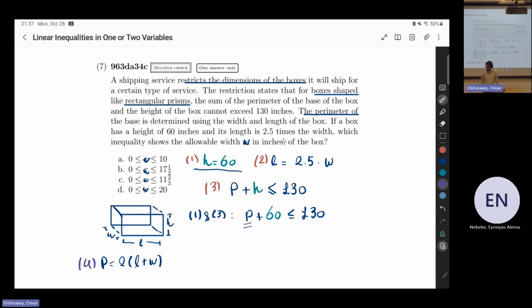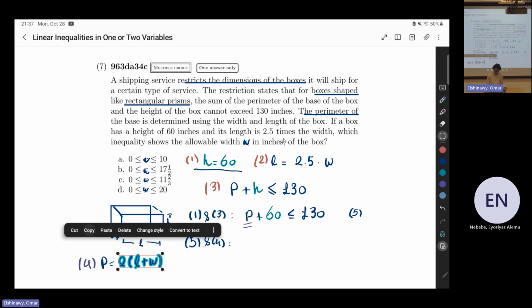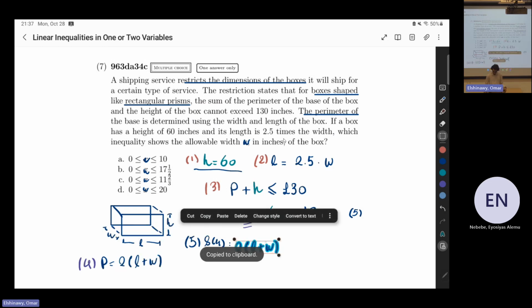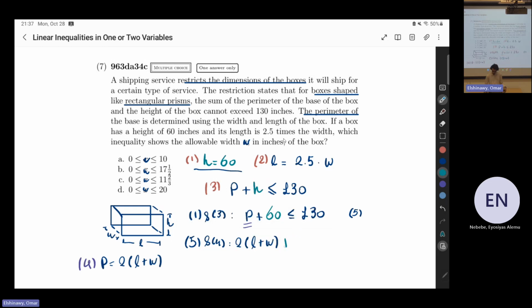And we were stuck here until we were able to write down a formula for P. When we did this, if I call this 5, then I can combine 5 and 4. And I would replace P with twice length plus width. So we're almost there. So twice the length plus width plus 60 is less than or equal to 130. Maybe I'll use some more coloring to make sure that what we just did is very clear.